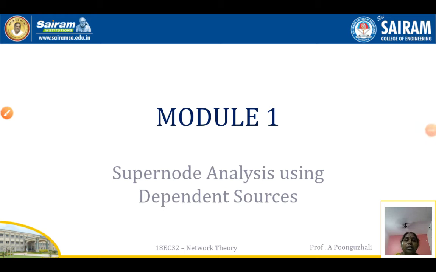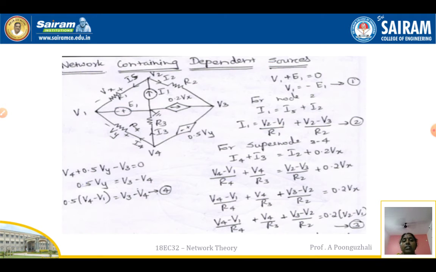We had seen about supernode analysis. The supernode analysis only consists of your independent sources. Now we are going to go for your dependent sources. So in a circuit, if it consists of dependent sources, how are we going to do it? Now we are going to say this circuit consists of dependent sources here.